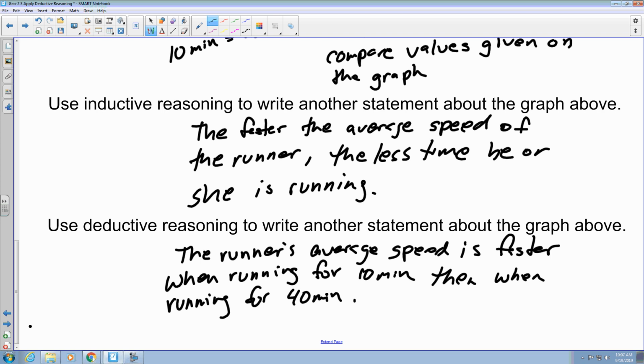Because we were able to use that hard data, we were able to make a deductive reasoning statement about the graph. And that is being able to use deductive reasoning.